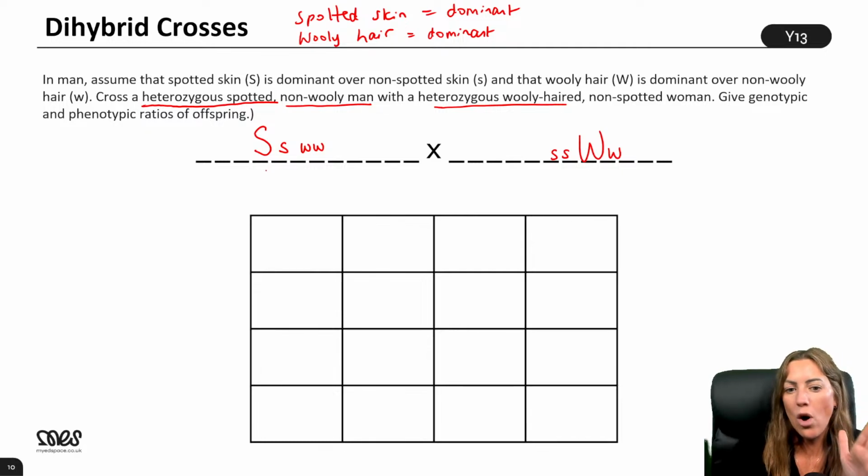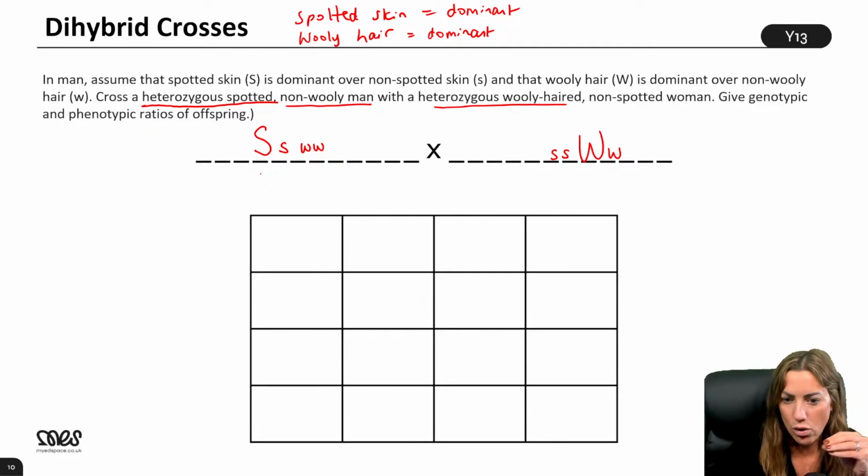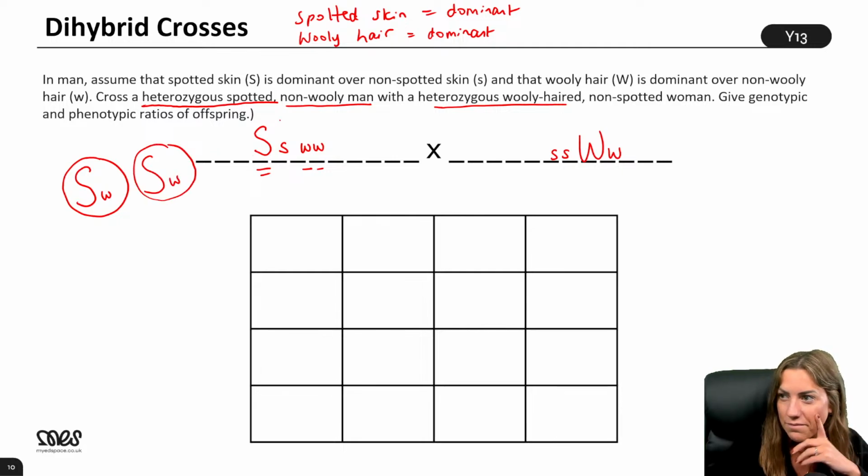Let's work out the gametes. So remember, only 1 allele from each gene can go into the gamete. So we need 1 allele from the spotted skin gene and 1 allele from the woolly hair gene, but we need to work out all the possible combinations. So this allele could go with this allele, and we'd have this combination. This allele could go with this allele. That's exactly the same, but I'll write it, seeing as we're quite new to this.